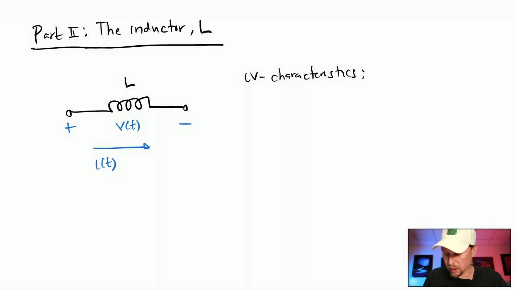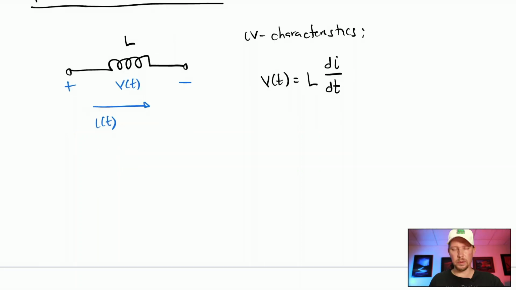for the inductor are such that the voltage across the inductor is equal to the inductance times the time derivative of the current. Right? Now, this is fully in the time domain. We haven't said anything more specific about the nature of the voltage or the current.